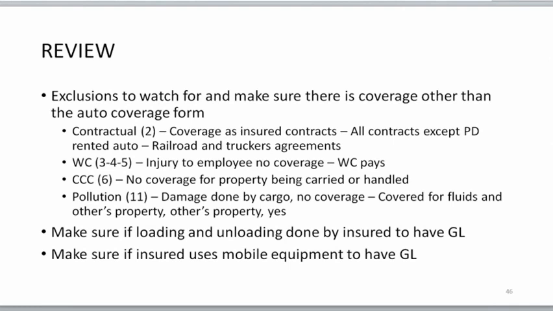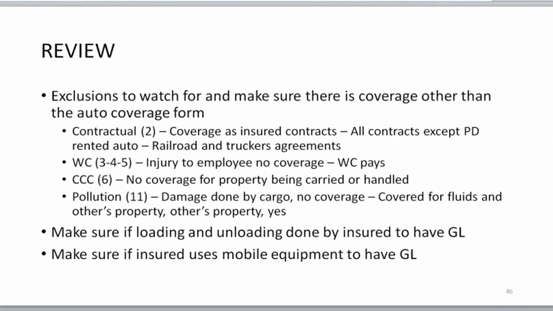Work comp. We coordinate the work comp policy with the auto liability. If our employee gets injured, that's covered by work comp. And contained in that work comp act is a tort immunity exclusion, which says the employee cannot sue under auto liability, or excuse me, general liability, under tort. So we want to make sure everybody that works for your insured has work comp.